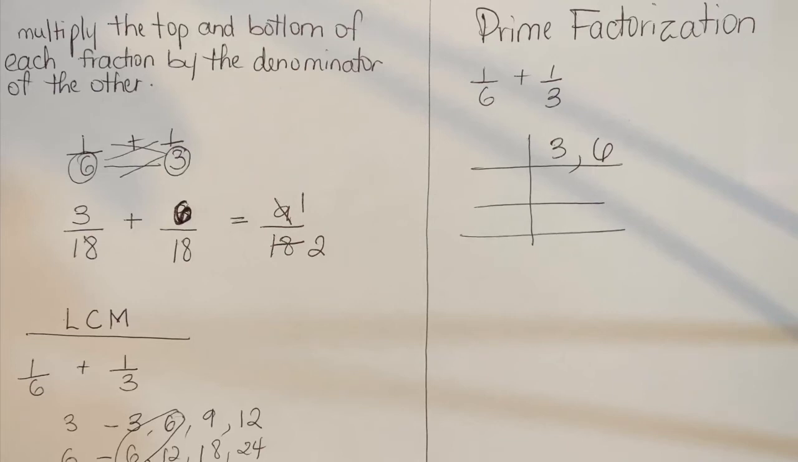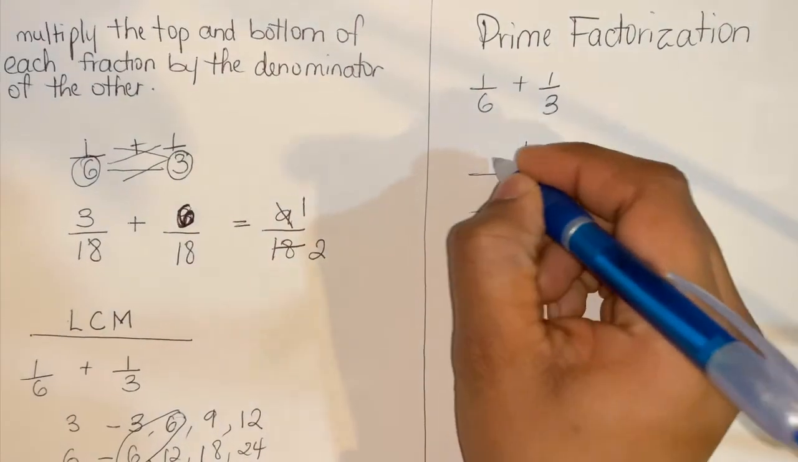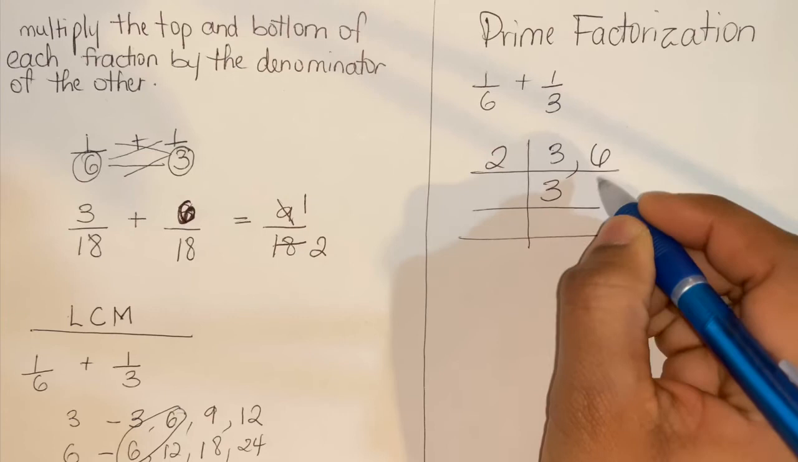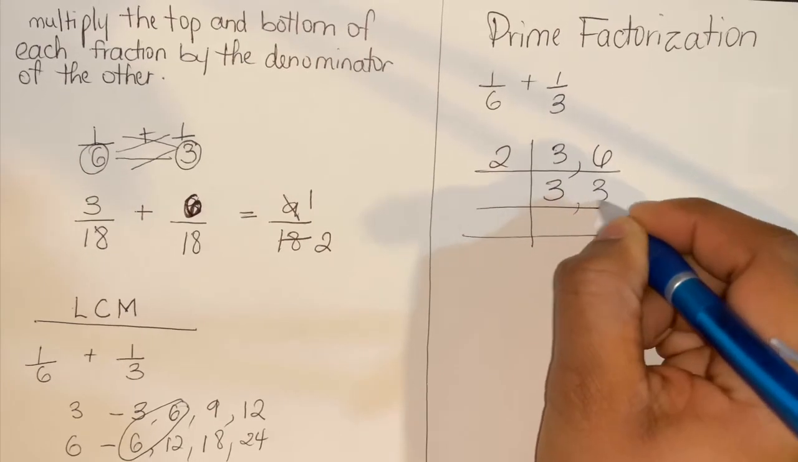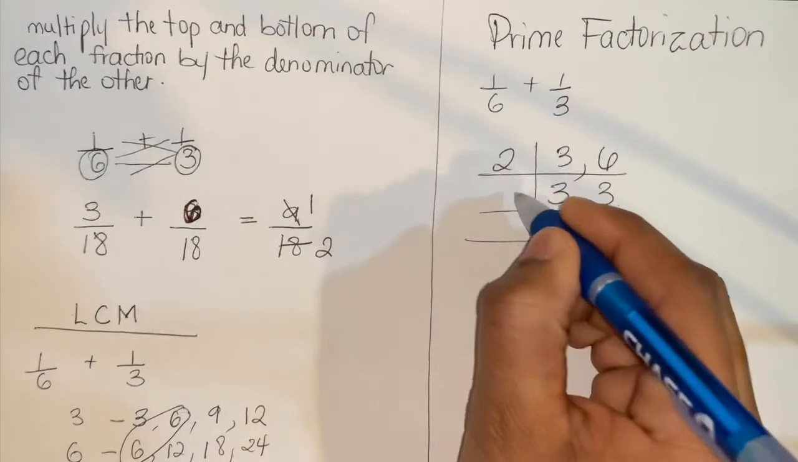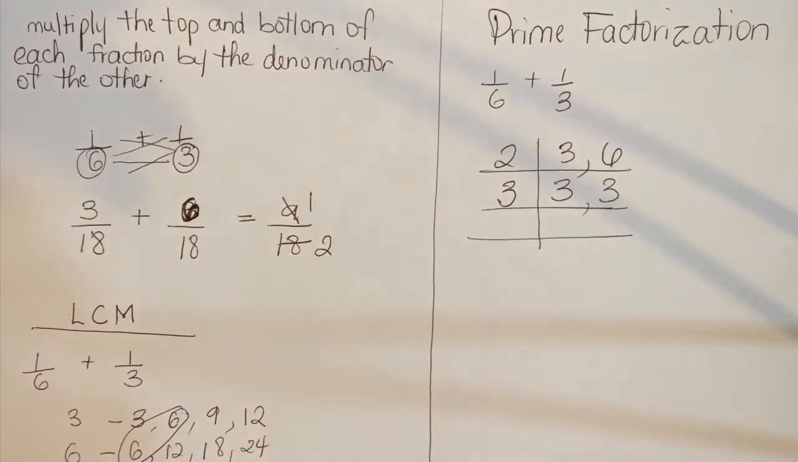6 can be divided by 2, however it cannot go into 3 without leaving a remainder. So we will carry down our 3 and divide our 6 by the prime number 2. So we carry down the 3, and 2 into 6 goes 3 times. Now we have 3 and 3. 2 cannot go into these numbers without leaving a remainder, so therefore we now have to move on to the next prime number. The next prime number that can go into both numbers without leaving a remainder is 3.